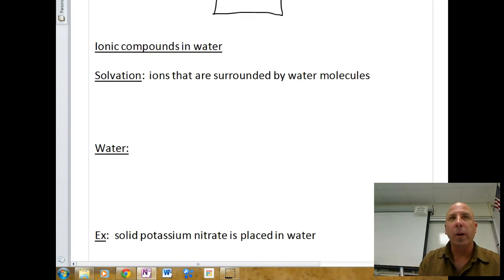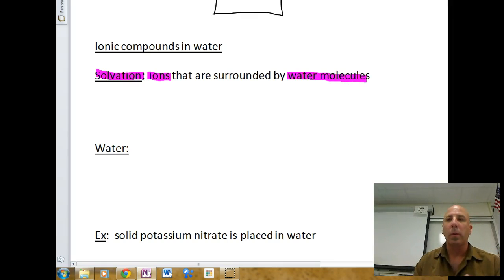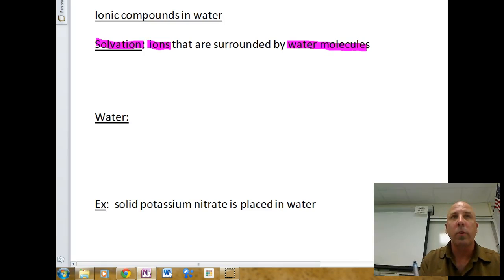Okay, the next thing we want to talk about is ionic compounds in water. And the first thing, let's define what solvation is. Solvation is just when ions are surrounded by water molecules. And in order to talk about this, we have to talk about what is going on with a water molecule in its structure. So let's do that real quickly here.